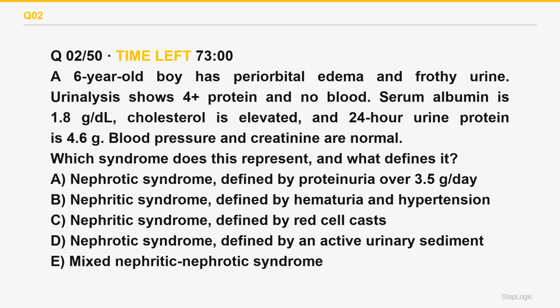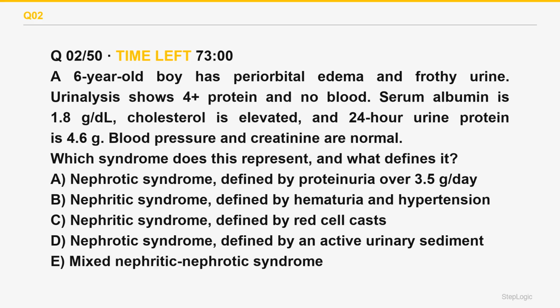A 6-year-old boy has periorbital edema and frothy urine. Urinalysis shows 4+ protein and no blood. Serum albumin is 1.8 grams per deciliter, cholesterol is elevated, and 24-hour urine protein is 4.6 grams. Blood pressure and creatinine are normal. Read the command. Which syndrome and what defines it?